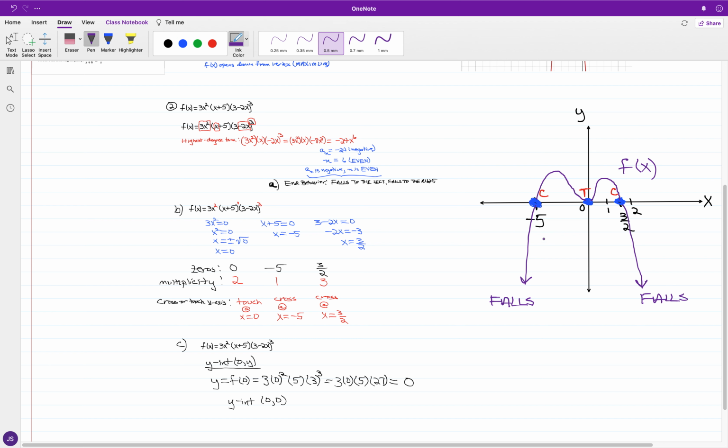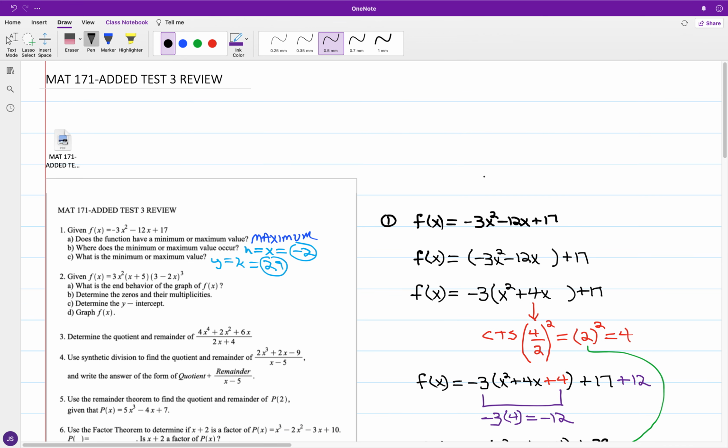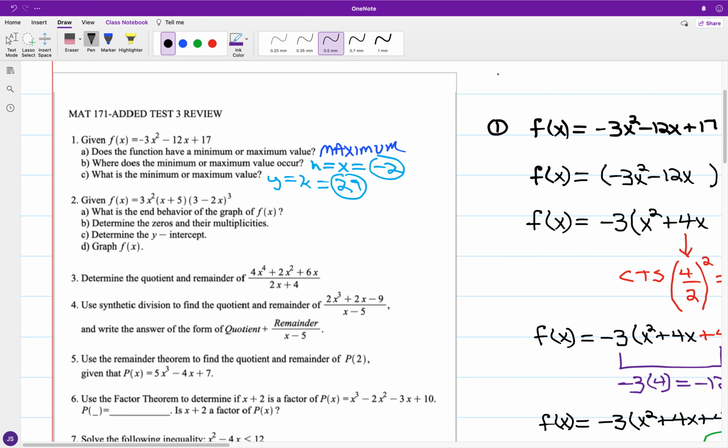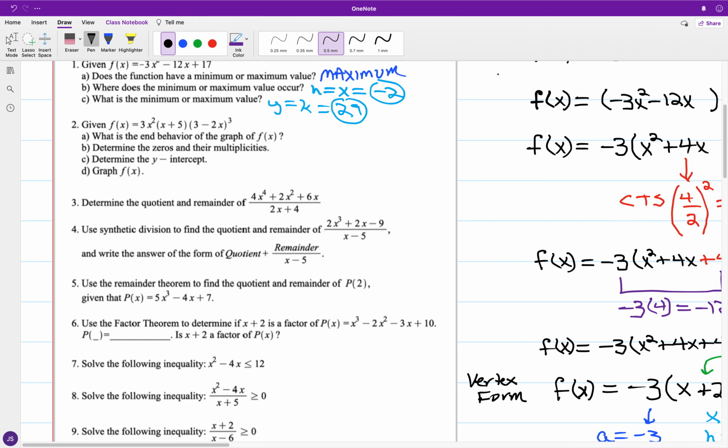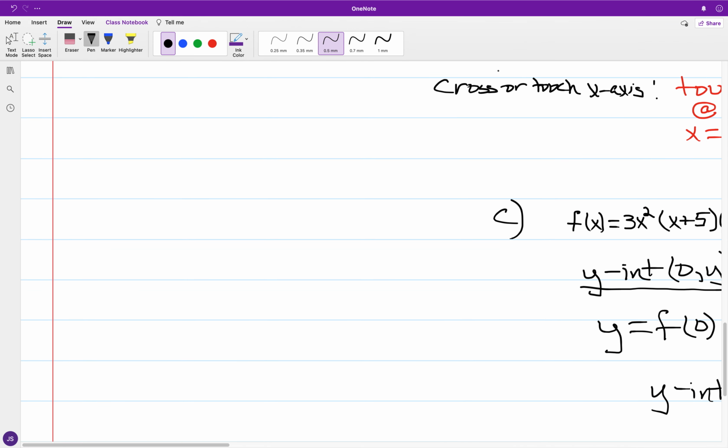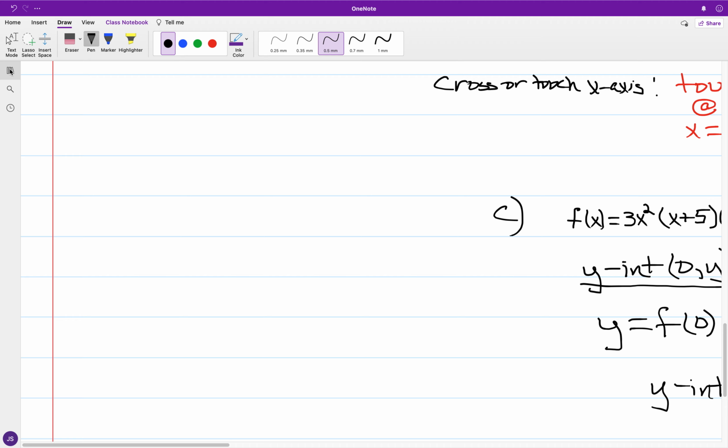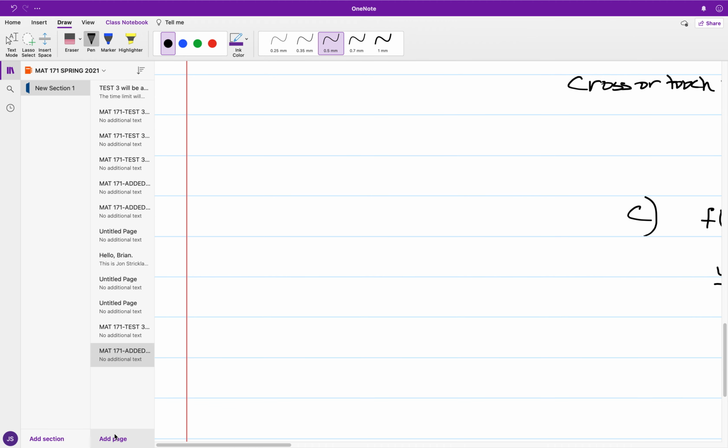All right, now for the case of number 3, it's going back to what we have with polynomial division. And so what I'm going to do here is just add a page.